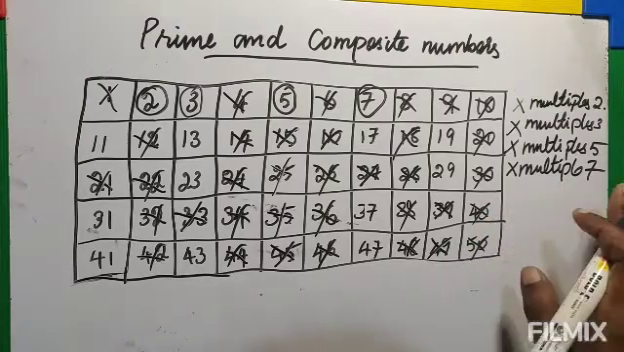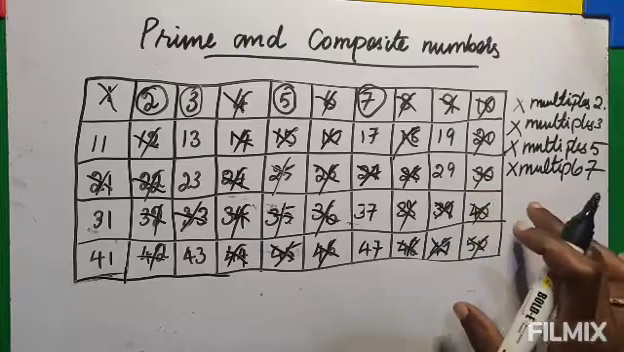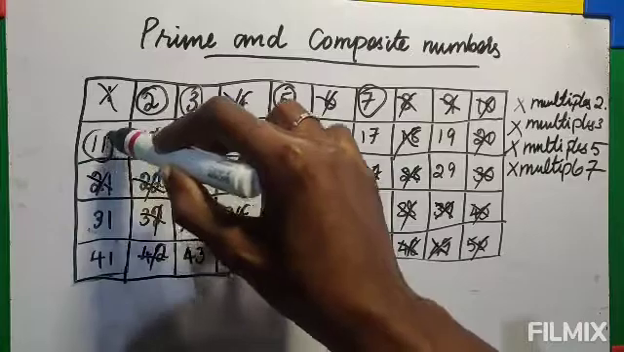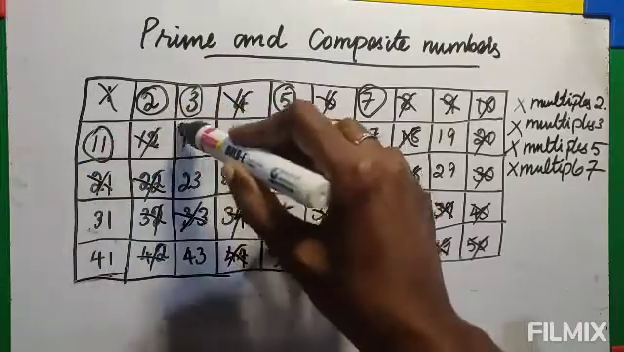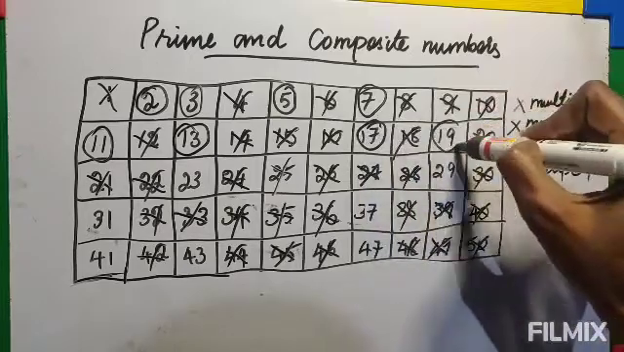That's all. Only up to 7, if you do, you get all the prime numbers between 1 to 50. All the other remaining: 11 is a prime number, 13 is a prime number, 17 is a prime number, 19 is a prime number.